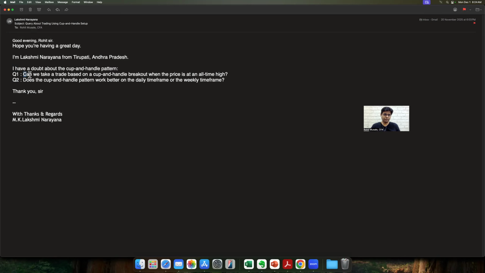Question number one, can we take a trade based on a cup and handle breakout when the price is at an all-time high? And second, does the cup and handle pattern work better on the daily time frame or the weekly time frame? Thank you, sir.